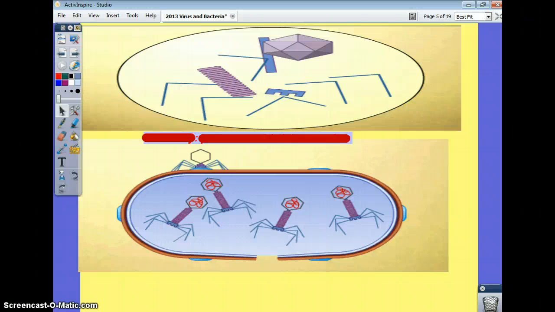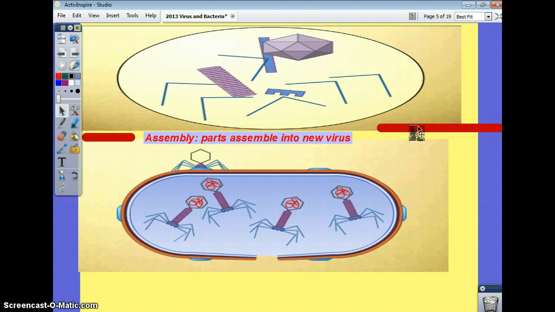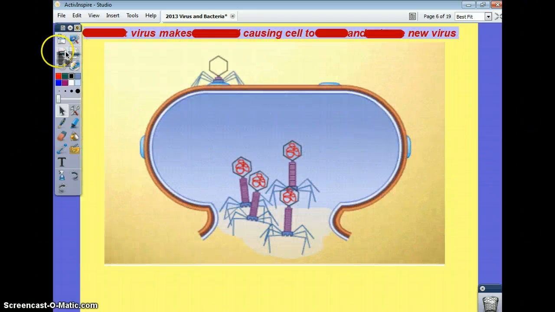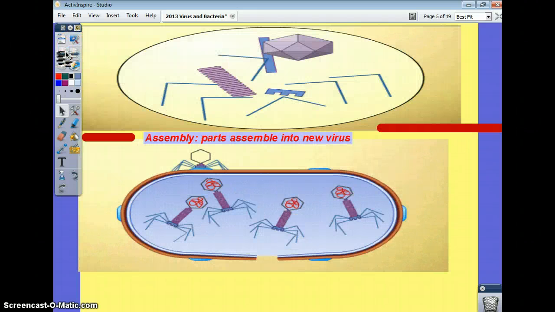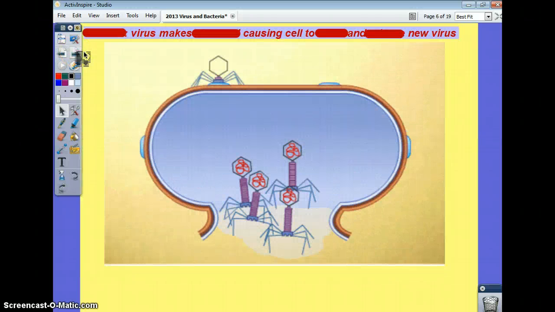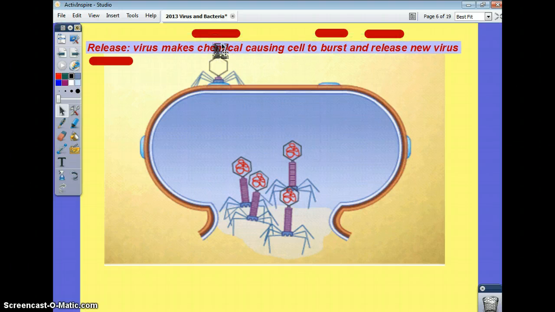Then what happens? So viral parts were made, what's next? They assemble, assembly. They assemble, so they put the little parts together, making from one virus 4 in this case. The virus releases by producing a chemical that causes the cell to burst, and all the new viruses are going where? To new host cells. To do what?